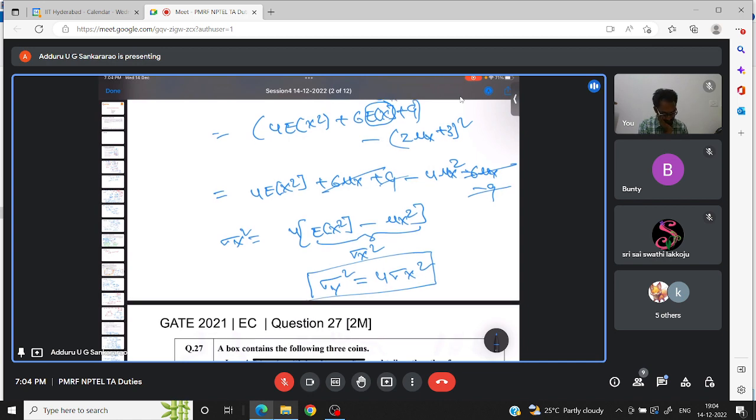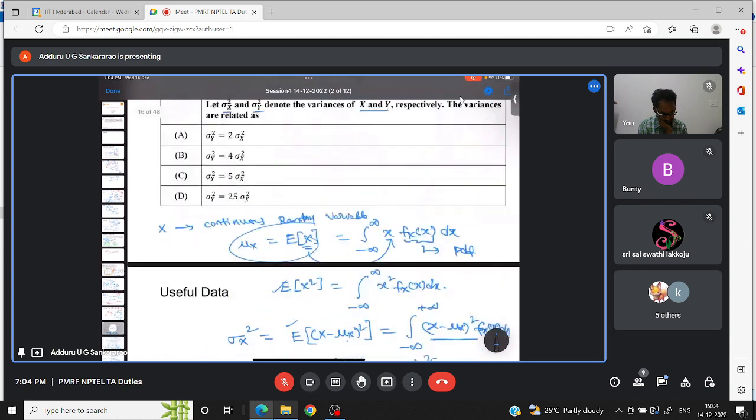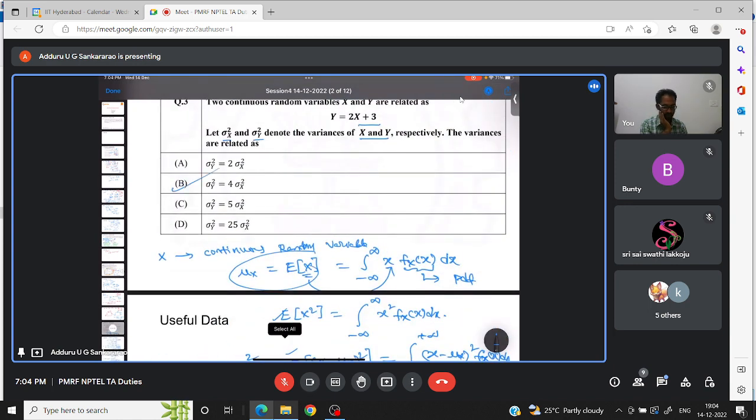So this is the relation; from the options, option B is correct. Suppose we have y equal to ax plus b, or ax minus b, anything like this, then always the variance of y equals a square times the variance of x.